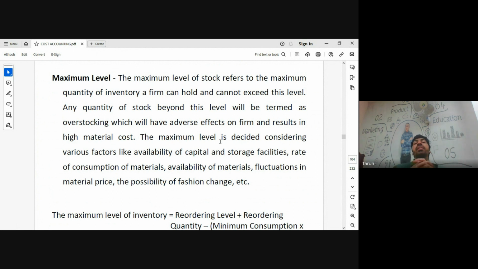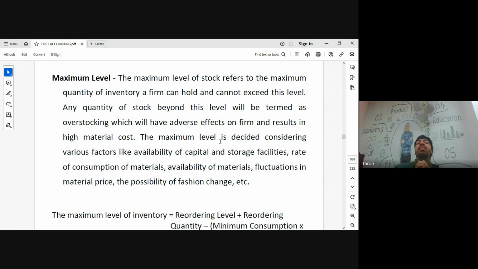So any quantity of stock beyond this level, as I told, if it goes beyond the 75%, let's take an example, then it's called an overstock. So it always requires a high material cost. So the maximum level is decided. How is the maximum level decided?